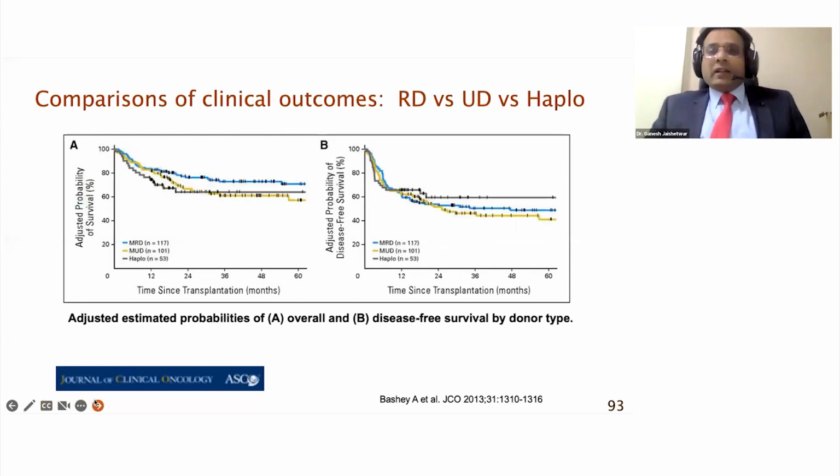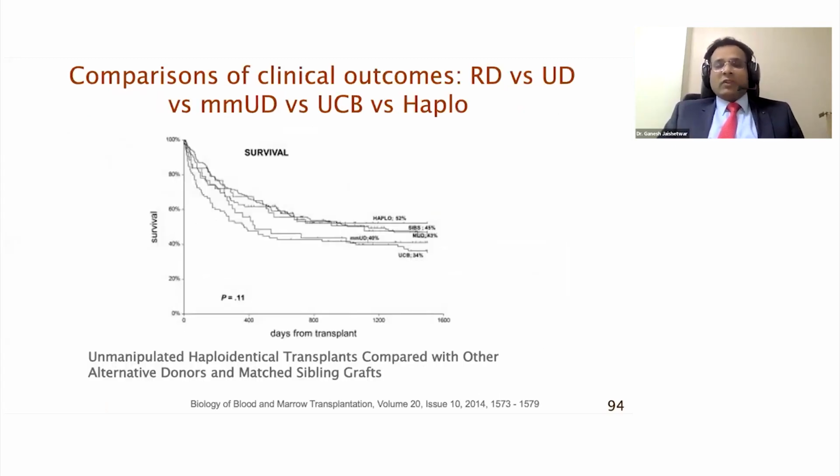So again, comparison of clinical outcomes. This was published in JCO 2013. You can see with regard to the probability of survival, the best one is matched related donor transplants. But you can just look at the B curve, where the disease-free survival is best in the haploidentical transplant in this paper. So that is one of the reasons why haplo transplants are becoming more common across various societies.